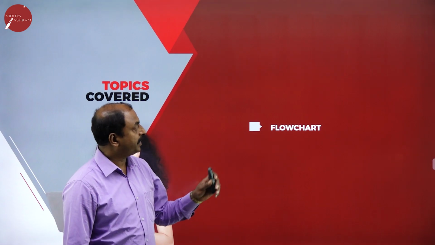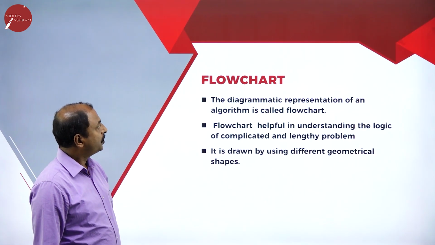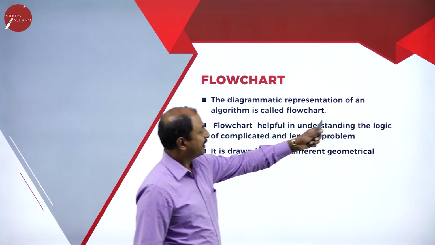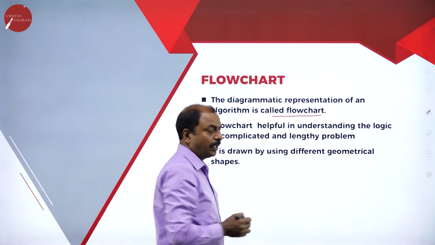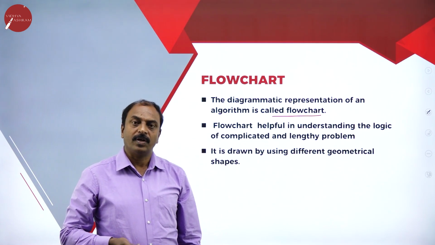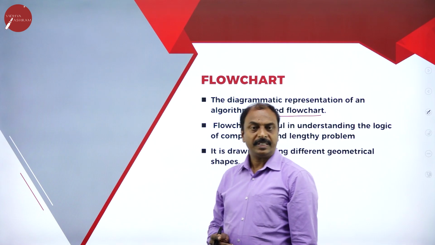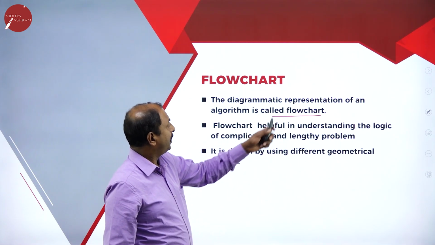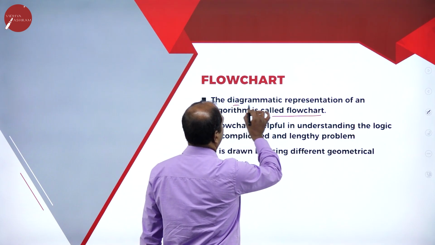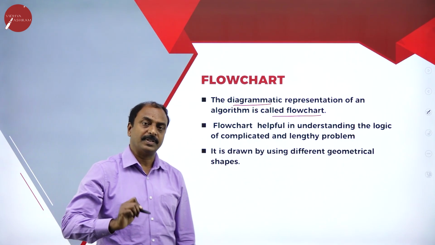Now here we will see what a flowchart is. A flowchart is a diagrammatic representation of an algorithm. Actually, algorithm and flowchart are the two tools to design a solution to a problem. Flowchart is a diagrammatic representation, whereas algorithm is a textual representation.